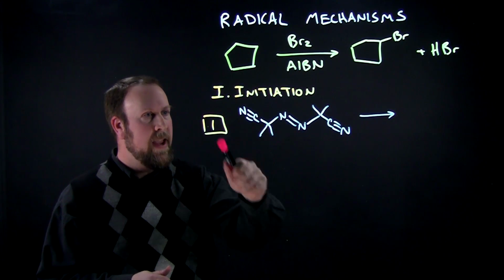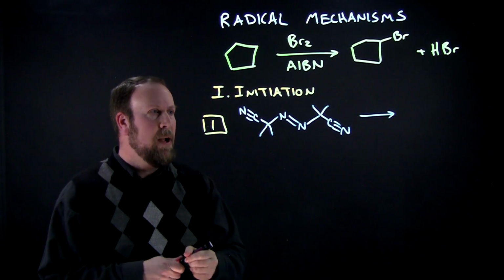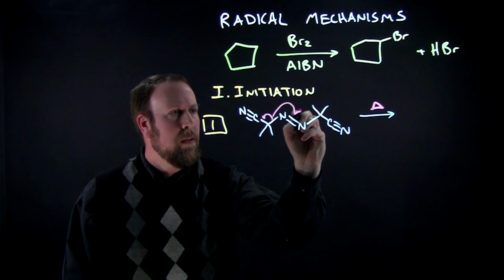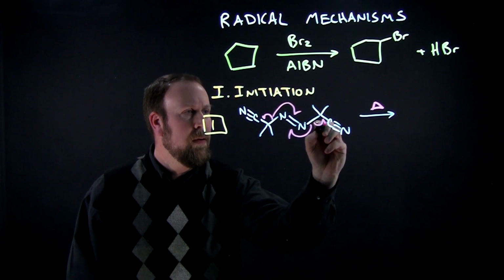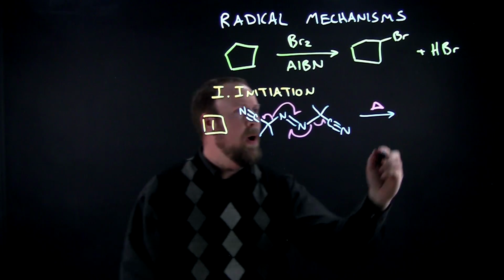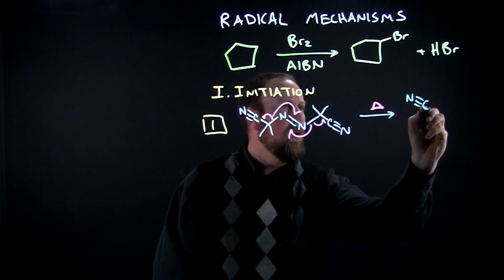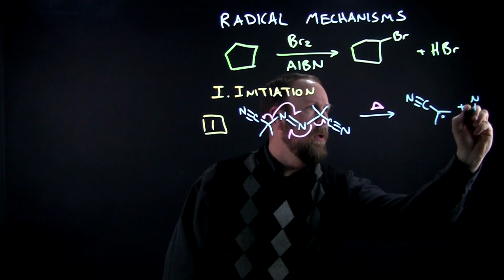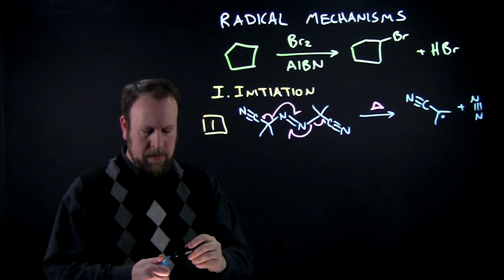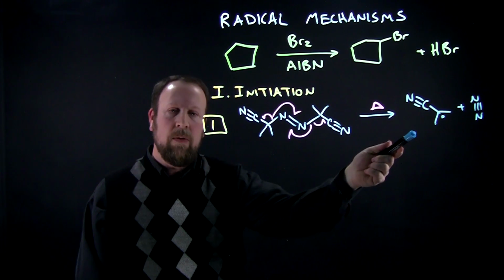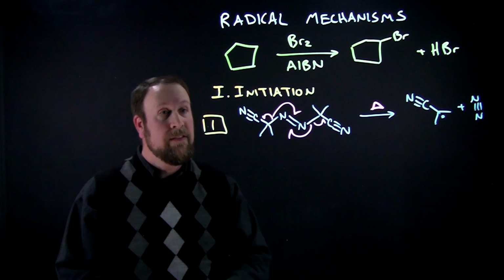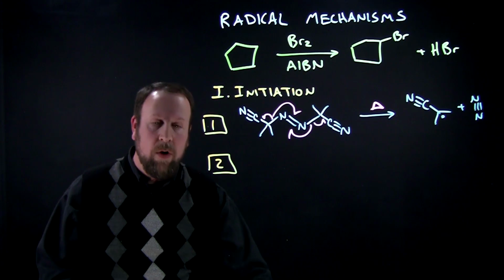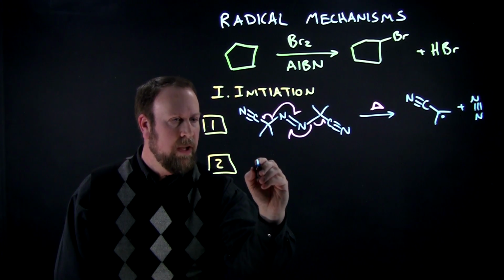So here's our structure of AIBN, and what happens when we heat up AIBN, these bonds break apart, and what we form are two resonance stabilized radicals and some nitrogen gas. So the nitrogen gas bubbles away, but now we have a radical that we can use in the second step of our initiation. Some mechanisms only have one initiation step. In this case, we're going to look at two different steps.